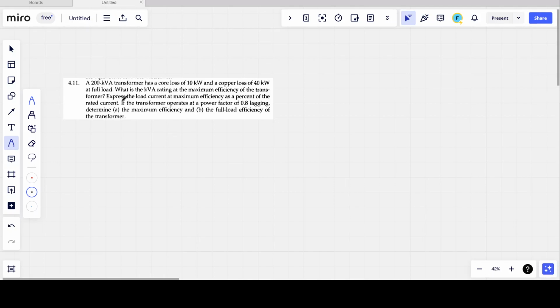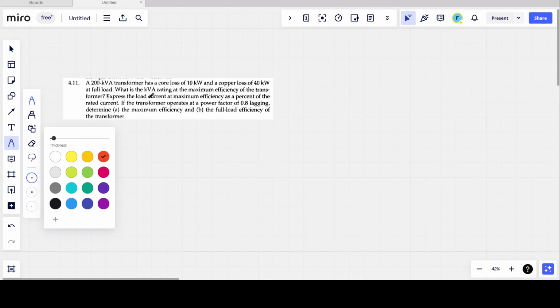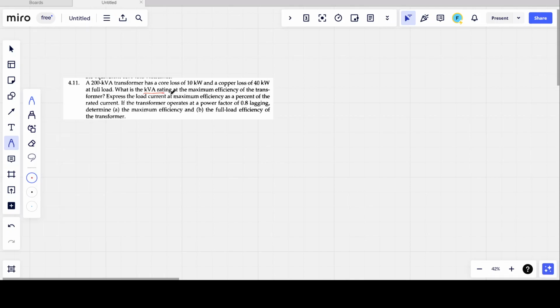Okay, we can do that. If the transformer operates at a power factor of 0.8 lagging, determine A, the maximum efficiency and B, the full load efficiency of the transformer. So there are actually lots of questions here. So the first one we have to answer is the kVA rating at the maximum efficiency.